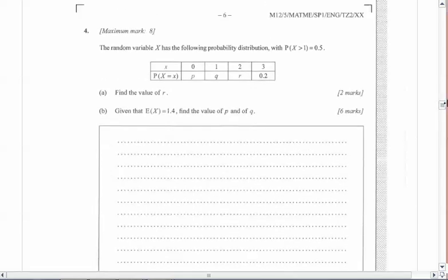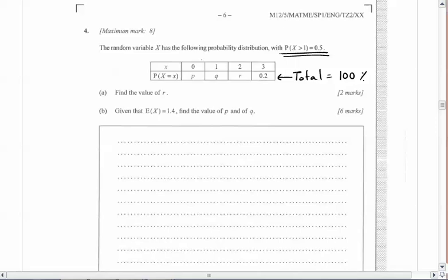Probability problem. To find the value of r, let's see, what am I given? I know that the probability of getting a 3 is 20%. And the probability of getting more than 1 is 50%. I know that the total of all the probabilities has to be 100%. So it has to add up to 1.